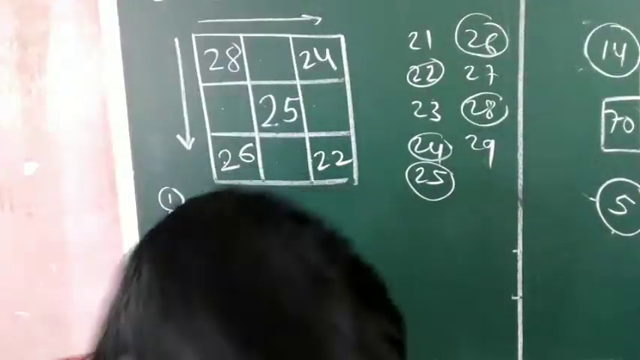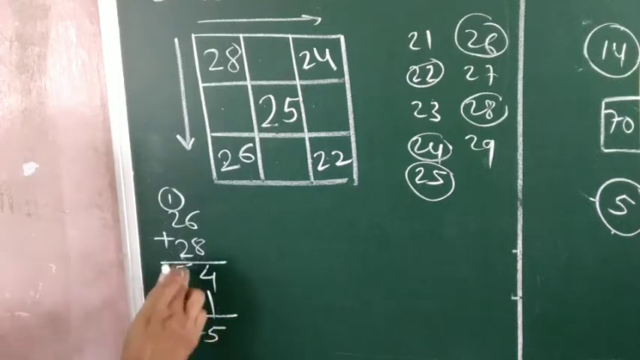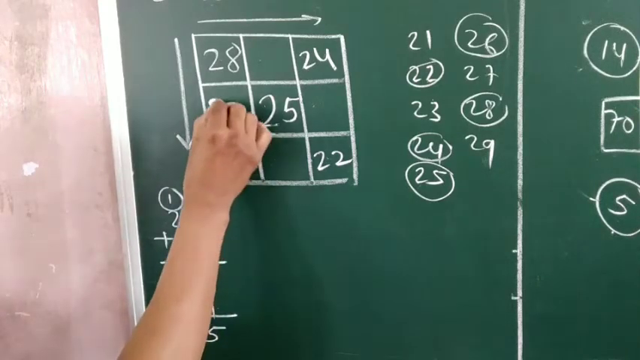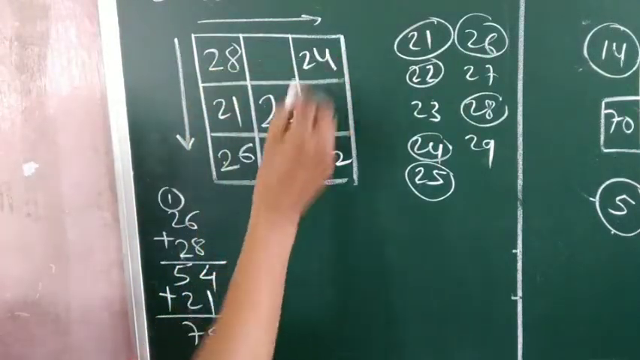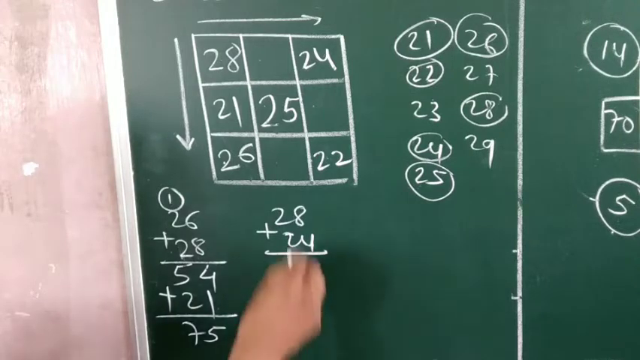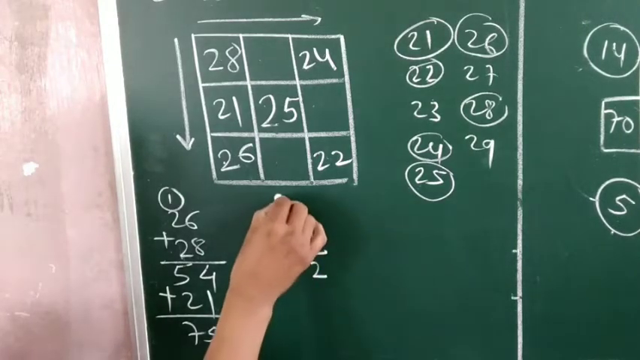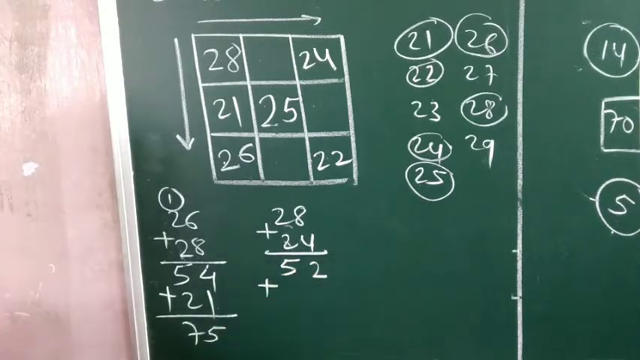It should be 21. Then say 4 plus 5, 4 plus 1, 25 and 5 plus 2, 7, 75. So here will be 21. Okay. Now next 28, 24. देखिए 28 plus 24. ऐड कीजिए दो नंबर को. 8 plus 4, 12, carry 1. 2 plus 2, 4 plus 1, 5, 52.